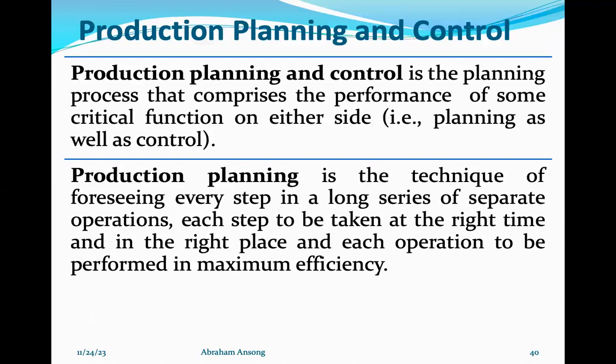Okay. We come to production planning and control. So what is it? Production planning and control is the planning process that comprises the performance of some critical functions on either side. Whether it's planning or the controlling aspect, there are some critical activities that must be undertaken. So it's planning, but the planning and the control is with regards to production. If you are going to produce anything, you need to plan, and you also need to have some control systems in place.